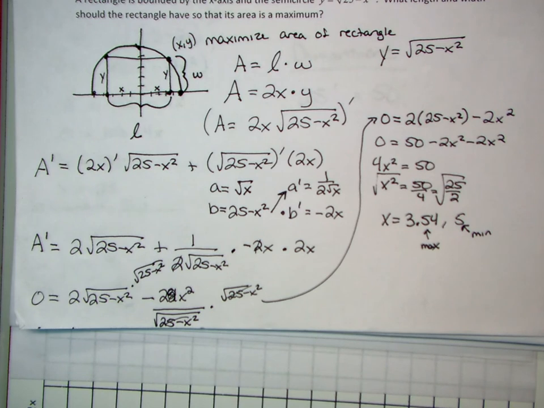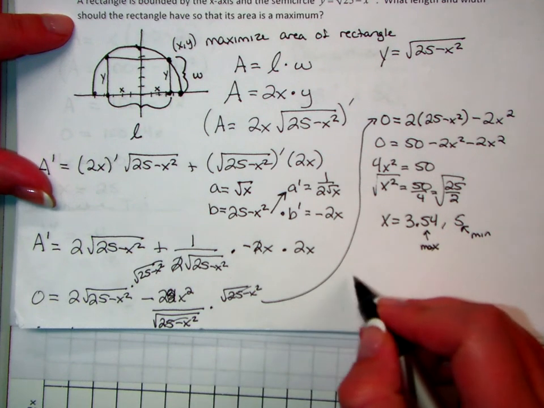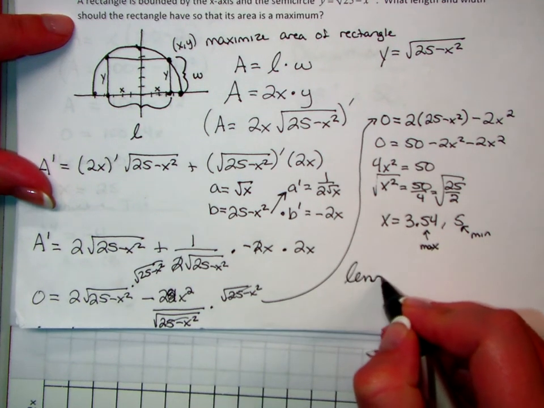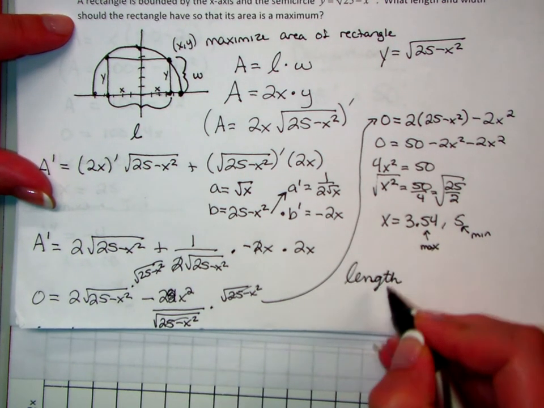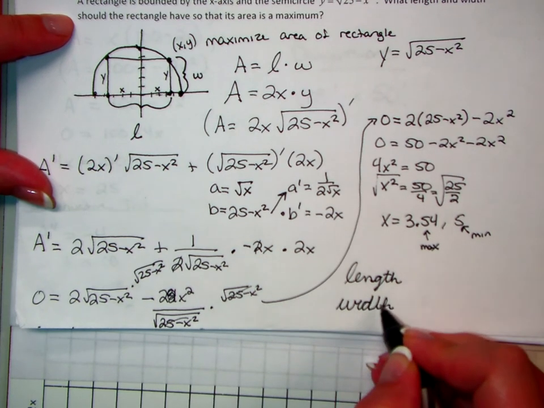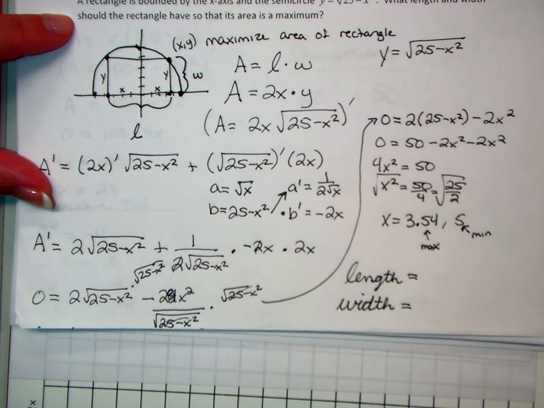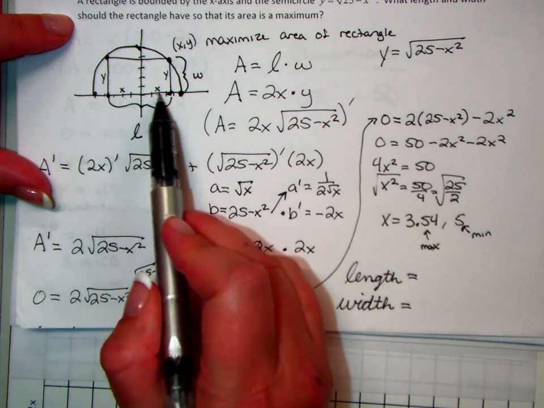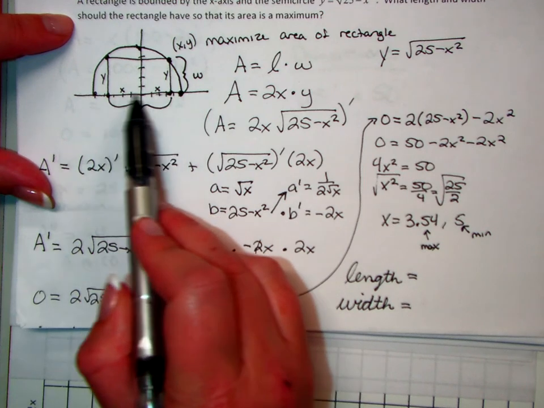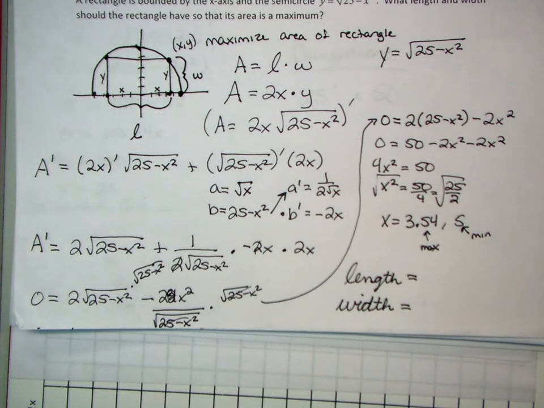So I have an answer. Did I answer the question? The question is, what's the length and the width? All right. So the length and the width. I have no idea where this cursive is coming from. All right. What's the length of our rectangle? All right. The length is 2 x's. Right. So the length is going to be 3.54 times 2, which is 7.08.